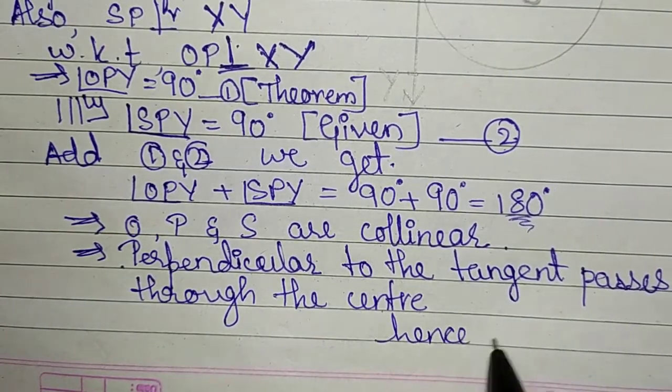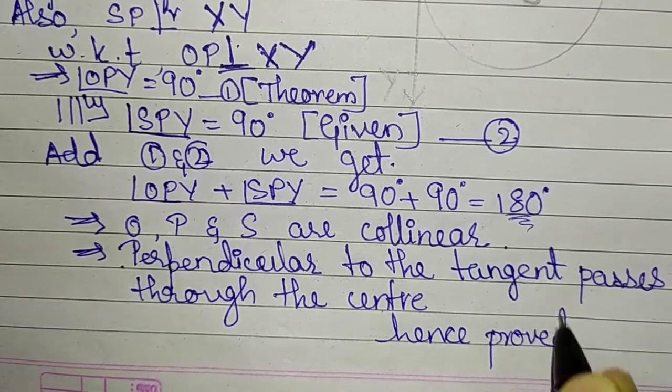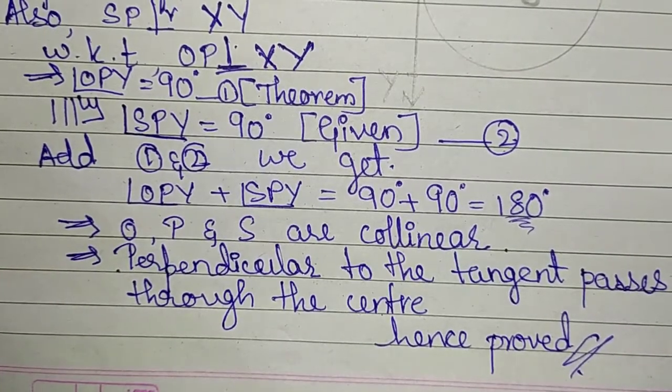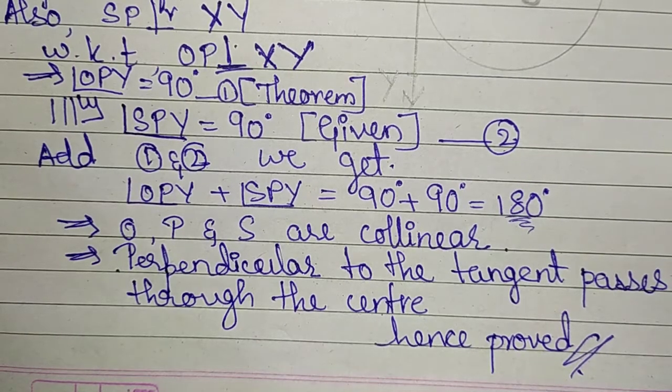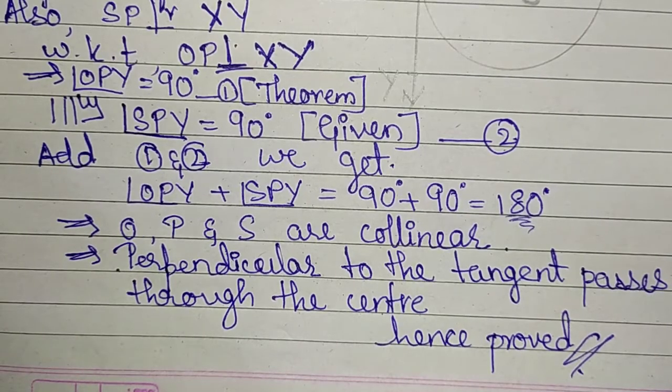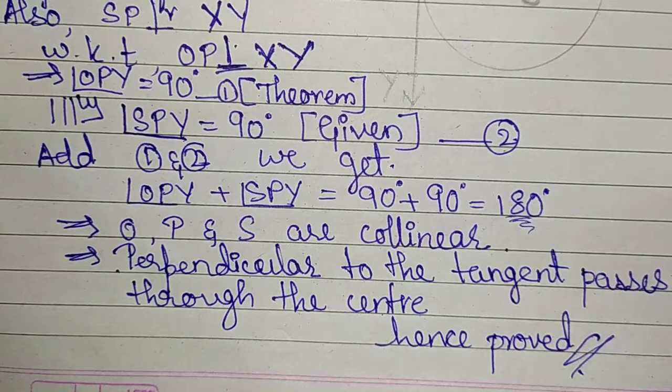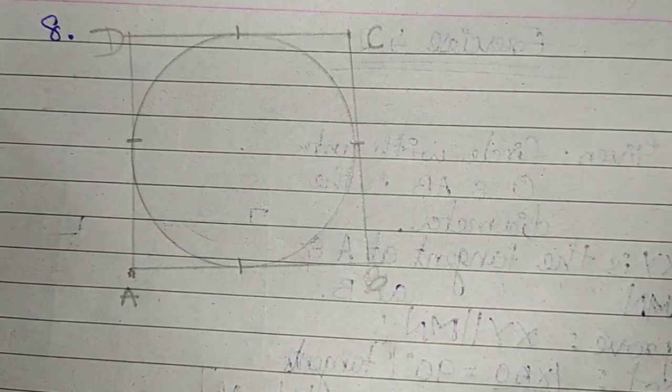Hence proved. We just proved that the 3 points are collinear. That means they lie on the same line. Then when you draw the perpendicular through 2 points, then obviously, if you extend it, it will pass through the third point. That was the logic here. So this is the solution to the 5th question. I am leaving 6th and 7th questions for you as your homework.